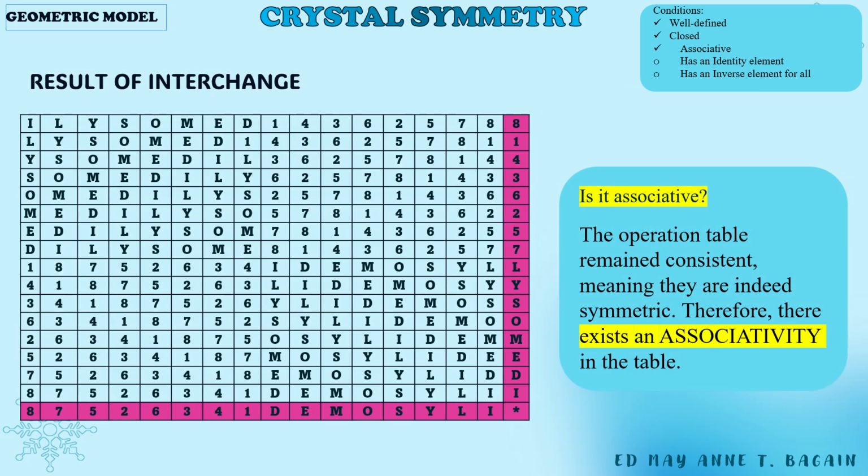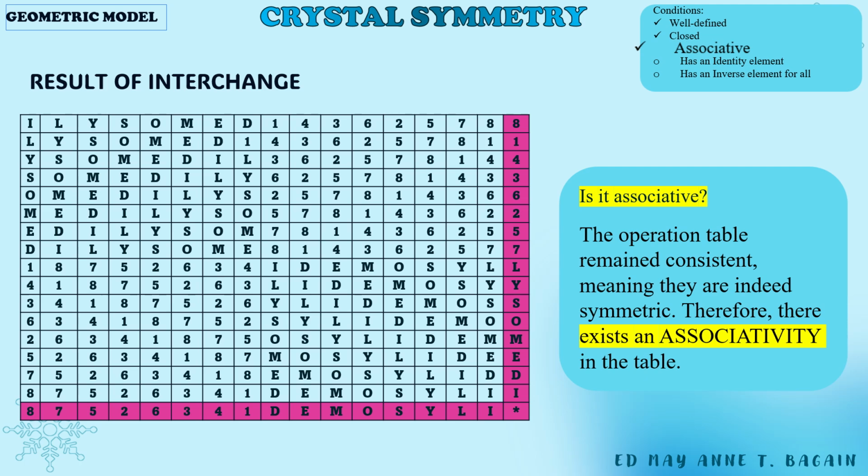So is it associative? The operation table remained consistent and the same, meaning they are indeed symmetric. Therefore, there exists an associativity in the table. So after interchanging some rows, we can now conclude that there exists an associativity in the table. So yep, associativity is checked.